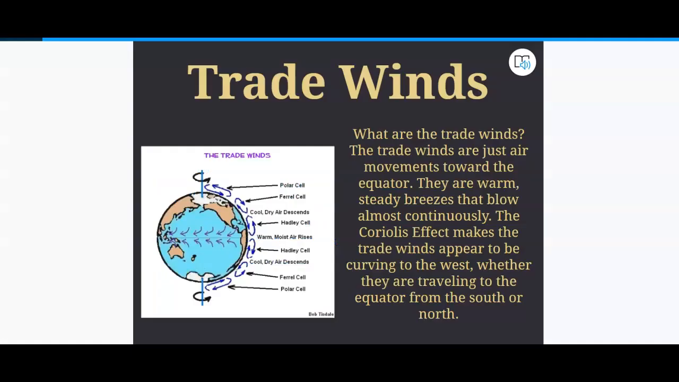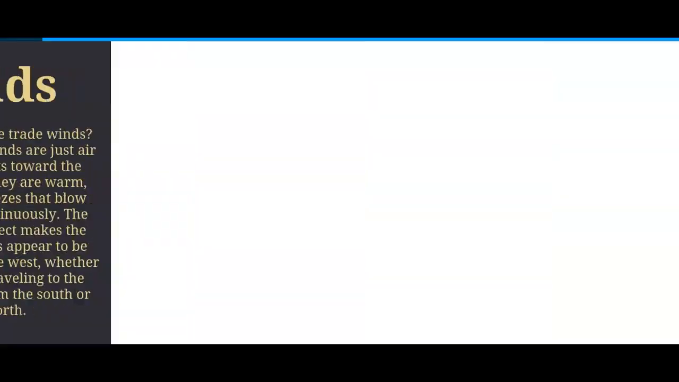Trade winds. All right, as we continue to move further away, we have the doldrums at the equator. We have the trade winds here. We are now moving into, Noah, the most important of the global winds, because these are the ones that affect our weather the most. I put a star beside these in my notes. You should probably do the same.